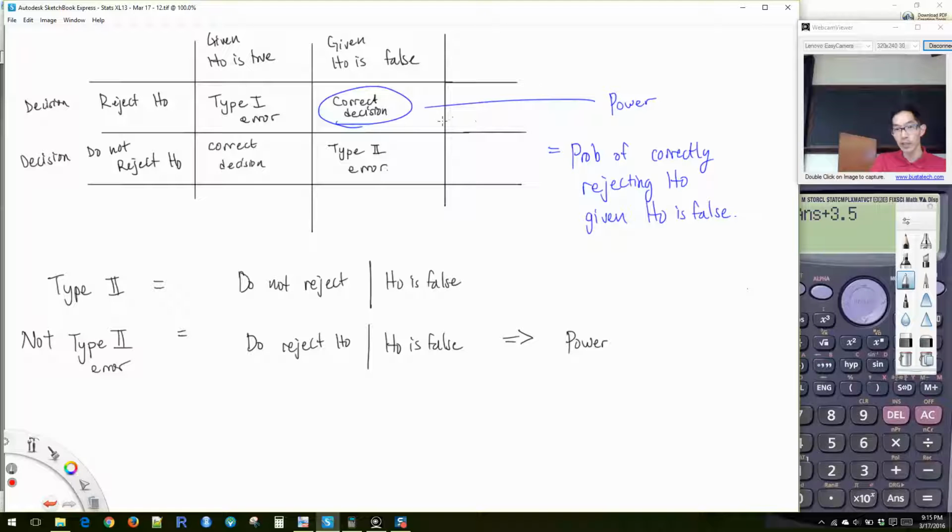So if we increase alpha, both type 1 error goes up and the power goes up, because increasing alpha causes this decision to reject the null. That's going to just go up in general. So increasing alpha is going to cause type 1 error to go up, but it's also going to increase the power of your test. So if we increase alpha, we're going to be rejecting the null more often, right?